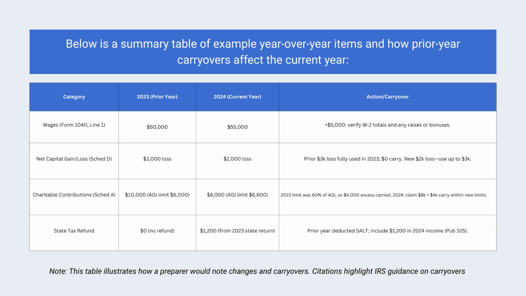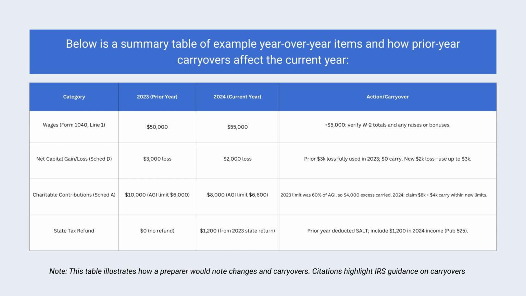Row 1. Wages, Form 1040, Line 1. In 2023, the taxpayer earned $50,000. In 2024, they're earning $55,000. That's a $5,000 increase. Now what do we do with that? We verify the W-2 totals. Did they get a raise? A new job? A bonus? This increase is expected if their employment changed or they advanced in their role. We always double-check the source documents to confirm that number.